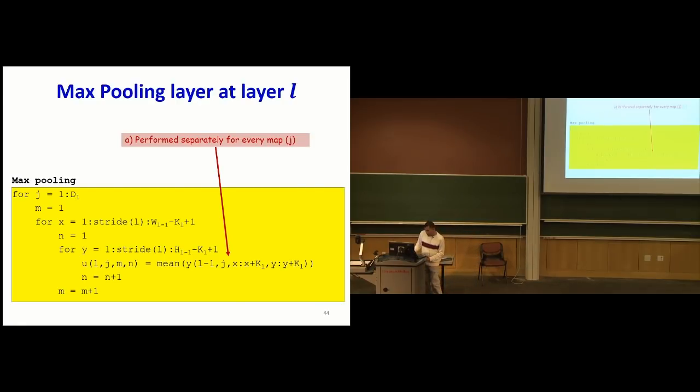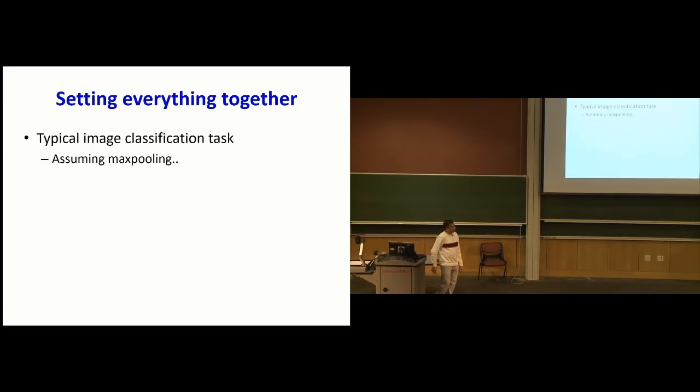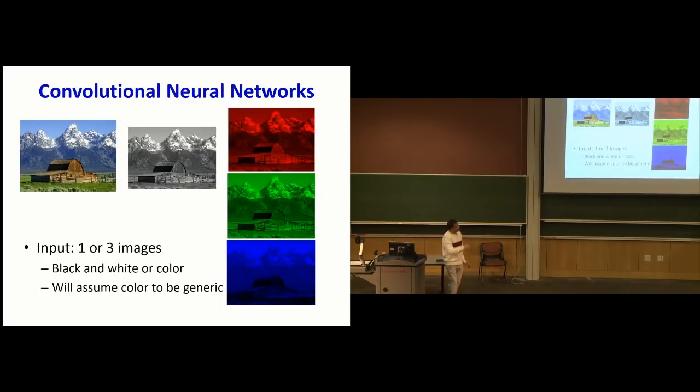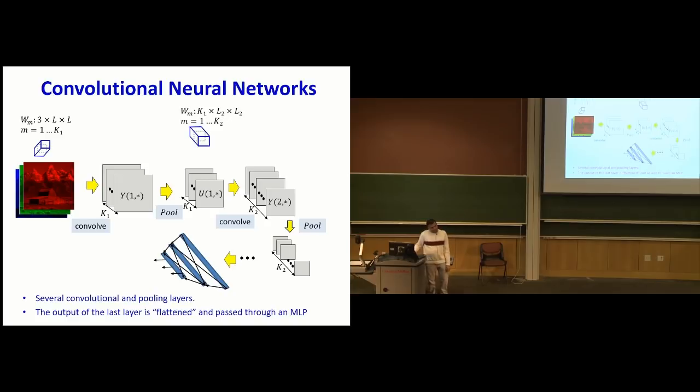So when we put everything together in a typical image classification task, and assuming max pooling, here's what we would get. Perhaps you're trying to learn to detect if an image has a house. The typical image is not just grayscale, it's actually going to be RGB. And so what we would do is stack those images. So now we have a stack of planes. When you have R, G, and B, this is identical to having multiple maps within each layer. So R, G, and B are different maps, or channels, as we call them in the terminology. So you can stack them together into a cube.